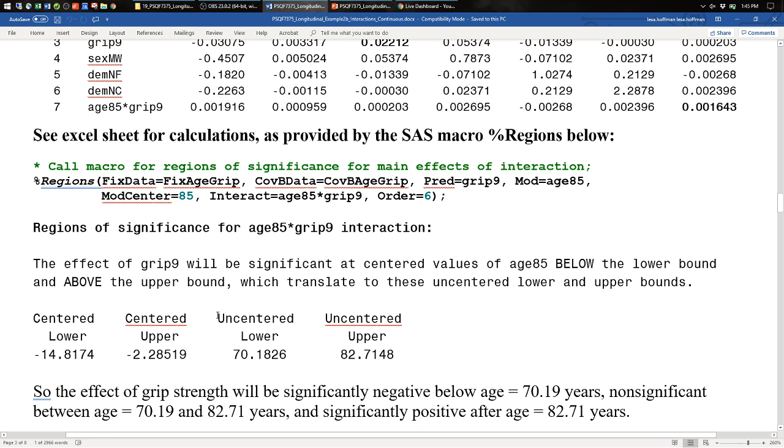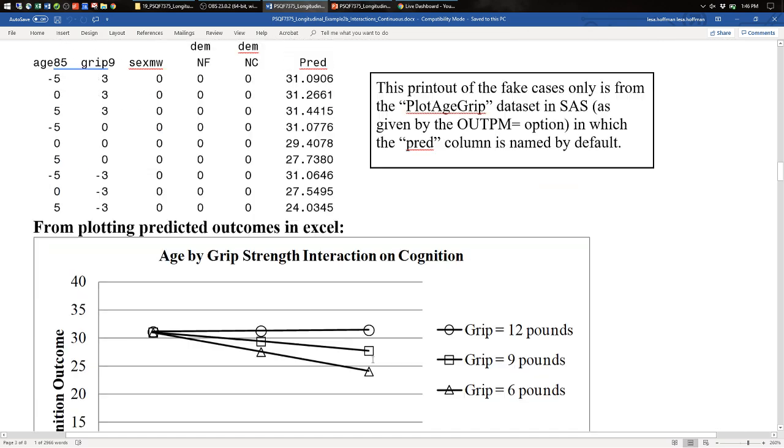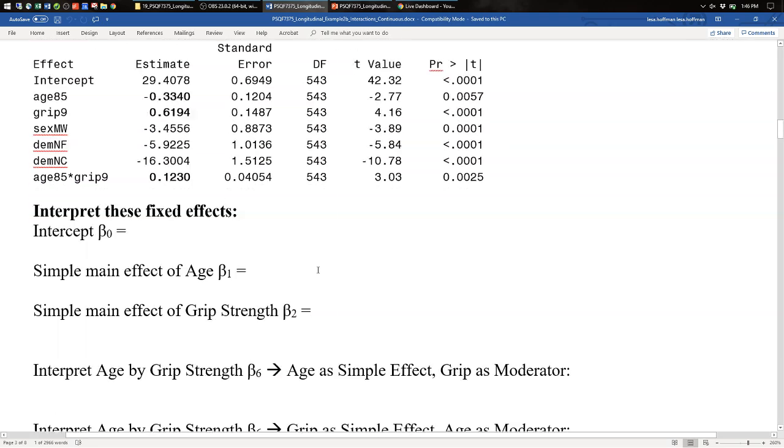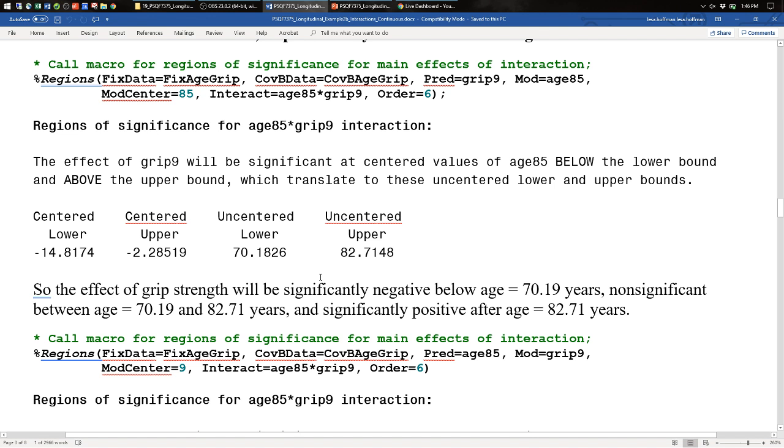interpretation. So in this case, if the effect of grip is what I'm asking for, these are the numbers that we saw earlier. The effect of grip strength is going to be significantly negative below age 70, non-significant between 70 and 82.7, and significantly positive after 82.7. Somewhere we said between 80 and 85 is where the effect of grip strength became significant. I just found out that it's 82.7.